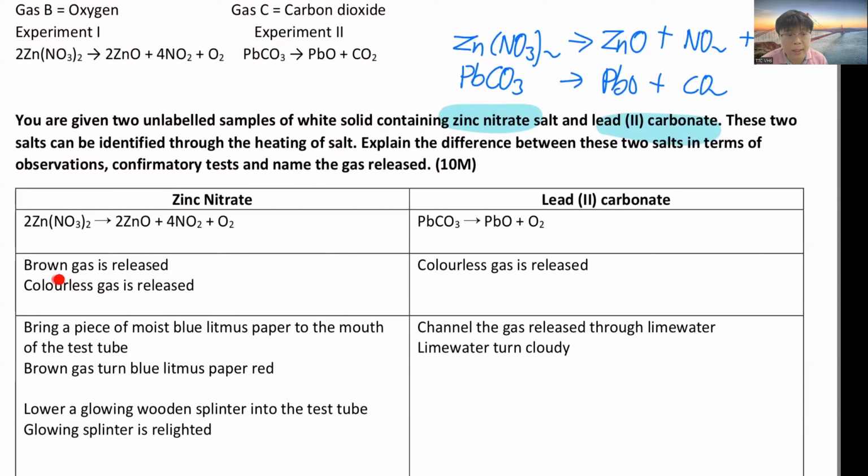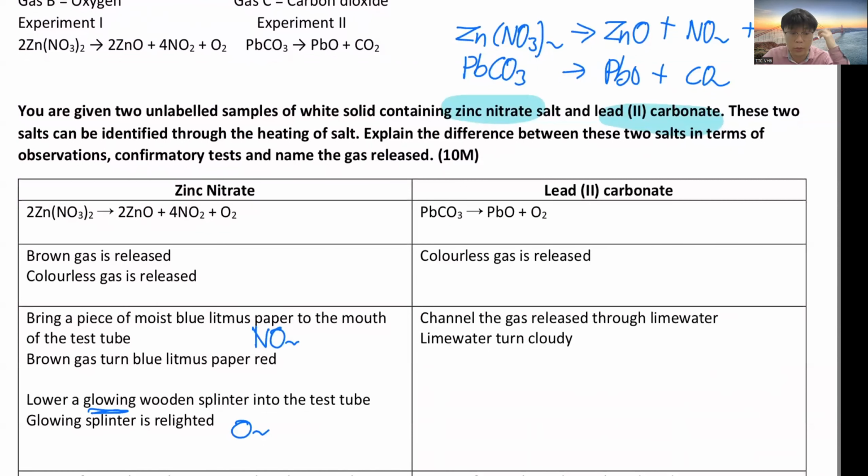First, a brown color gas is released because NO2 is a brown color gas. Then the colorless gas released is oxygen. Then how do you test the NO2? You bring a moist blue litmus paper to the mouth of the test tube. The brown gas will turn the blue litmus paper red. This is to test the NO2 gas. Then to test oxygen gas, you just lower down a glowing splinter. The oxygen gas will support combustion and rekindle the glowing splinter.